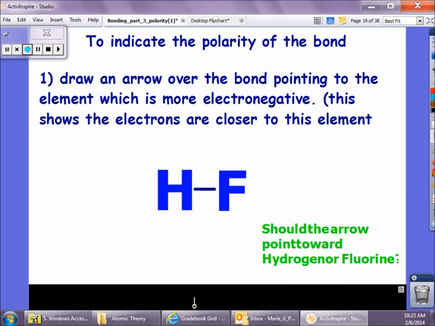If I ask you to draw an arrow on top of that bond, would you draw it going toward fluorine or toward hydrogen? Toward fluorine, you're absolutely right. Because fluorine is more electronegative, so the electron is going toward fluorine. It's closer to fluorine. All right? Let me give you an example.